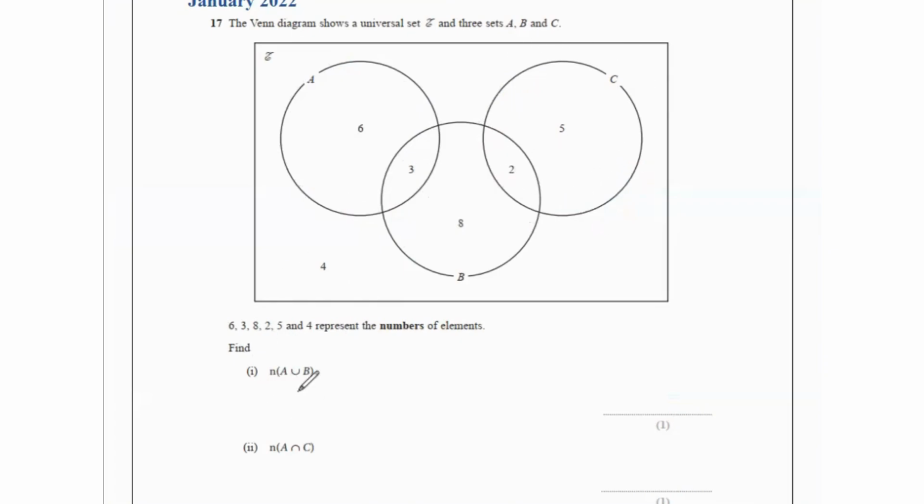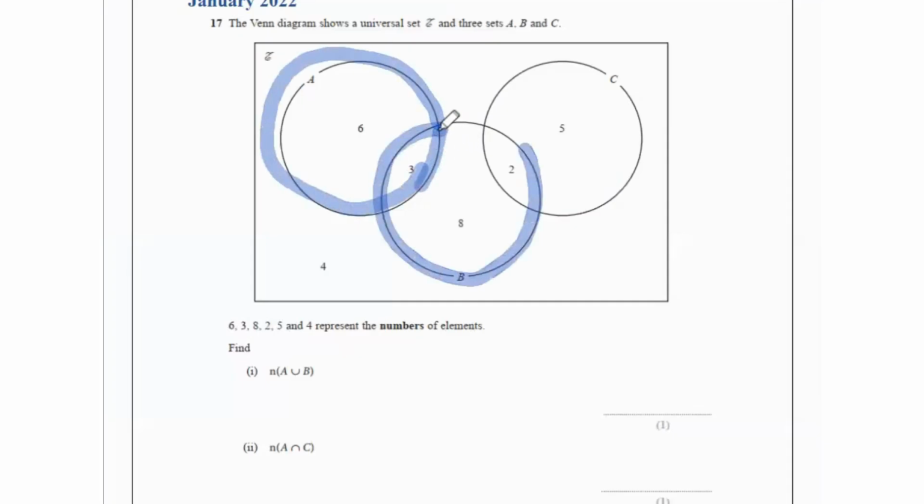So when it says find the number of A union B, which means all of the elements that are in A and B, they're talking about this and this. So all of the elements are basically 6 plus 3 plus 8 plus 2. That's equal to 19.